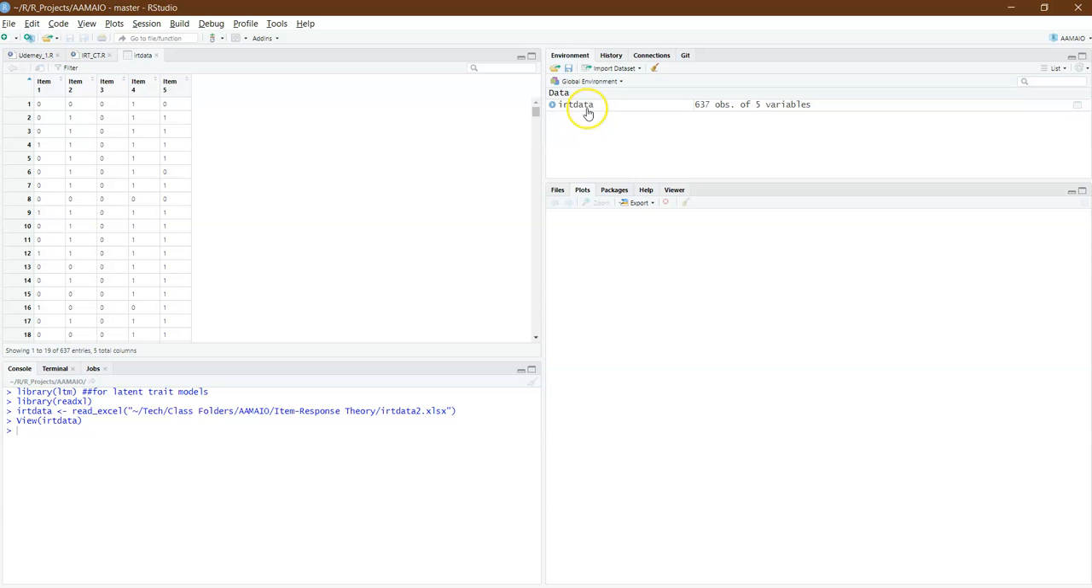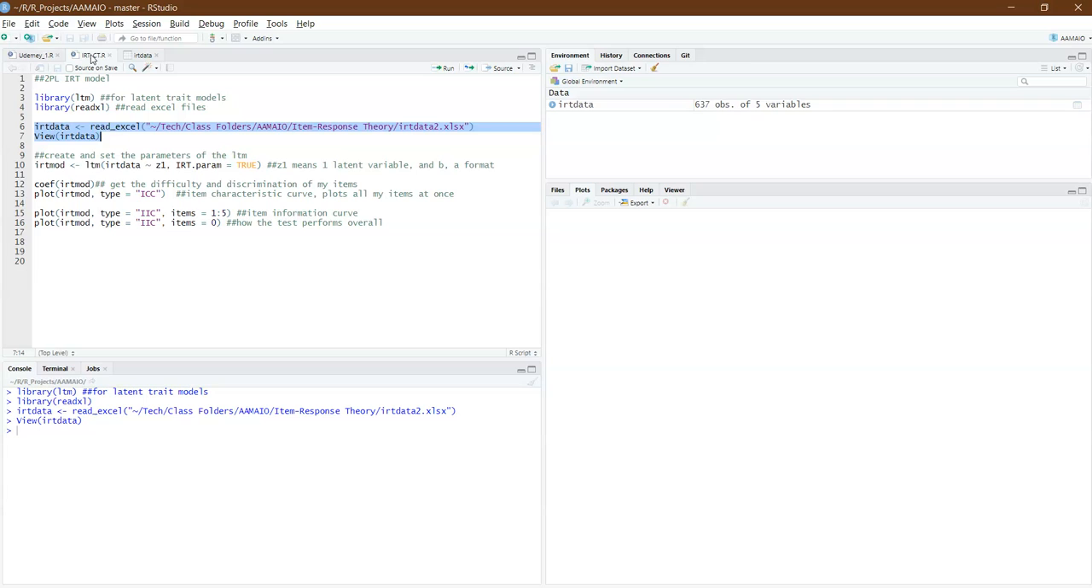So now my IRT data is here in my global environment. It has 637 observations with 5 variables. Over here, I can view the items, and you see that the columns are items 1 through 5. A 0 means it is incorrect, and a 1 is for correct. And so that's just all of my data.